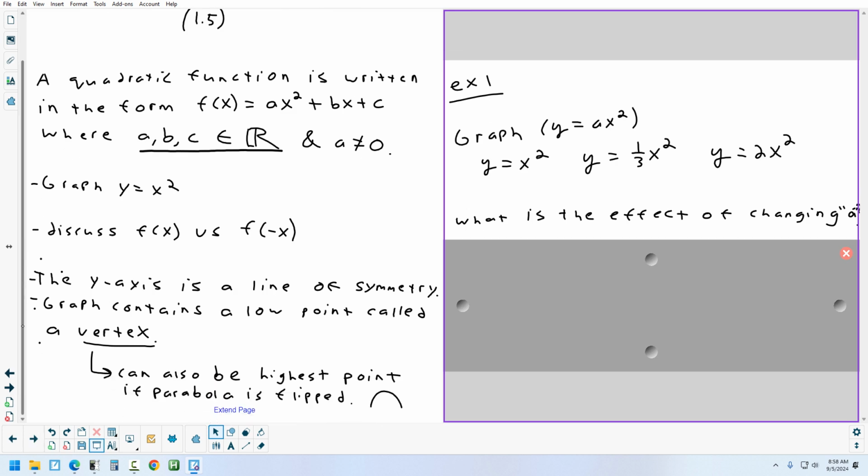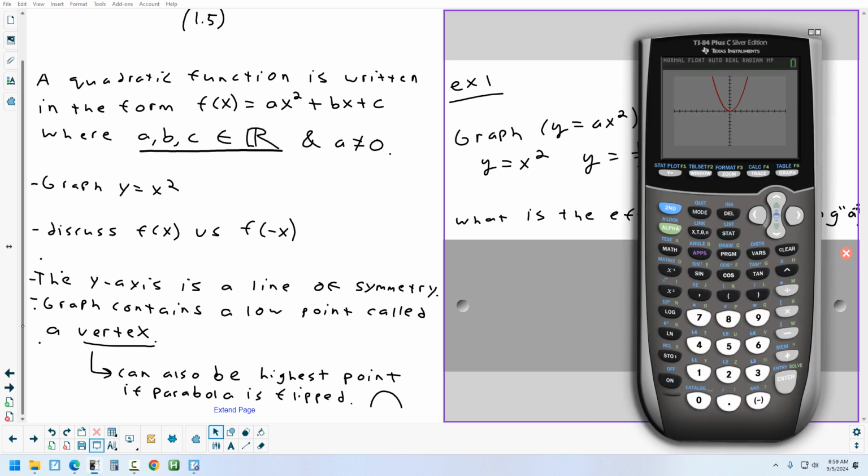All right, so when you're trying to figure out the different transformations, sometimes it's helpful to just take one of the letters in the problem, like the A, and just start changing it to different values and see what it does to the graph. So let's try typing in y equals x squared, 1/3 x squared, and 2x squared, and just see what happens.